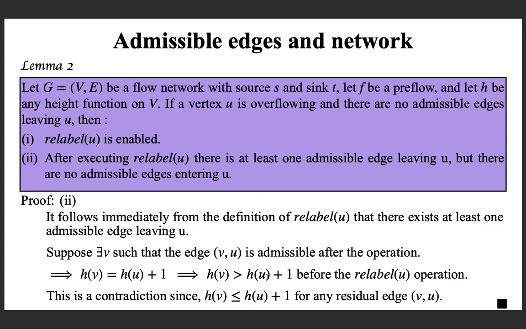Also, after relabeling, you will definitely get an admissible edge leaving U, so you can discharge. Also, you will not have any admissible edge coming back to you, meaning no need to process that vertex again. Once you pick that vertex for discharging, discharge it completely. So lemma 2 gives you a proof that there is no need to look at the same vertex again because of the second property: no admissible edge can come to it.